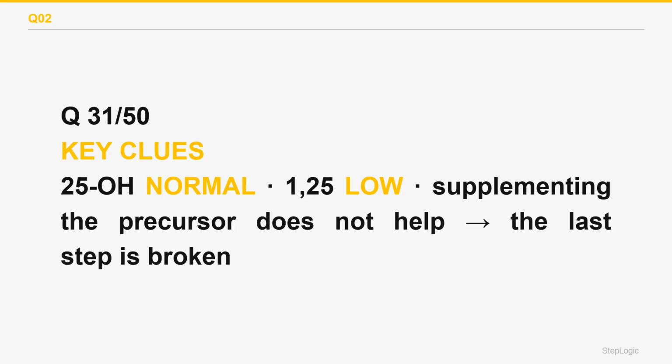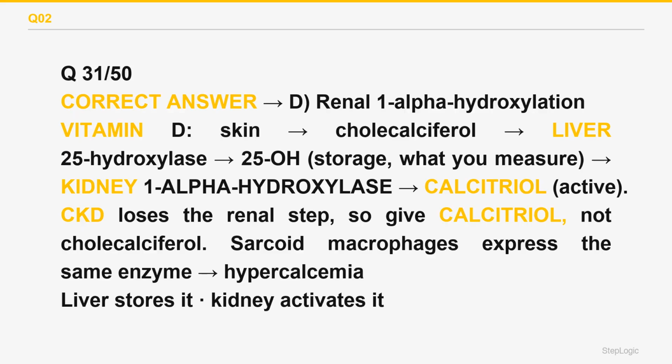under stimulation by parathyroid hormone and low phosphate. A normal 25-hydroxy level with a low 1,25 level places the block squarely at the renal step, and the failure of supplementation to correct it confirms that the substrate was never the problem, which excludes choices A, B, and C. The correct answer is D.